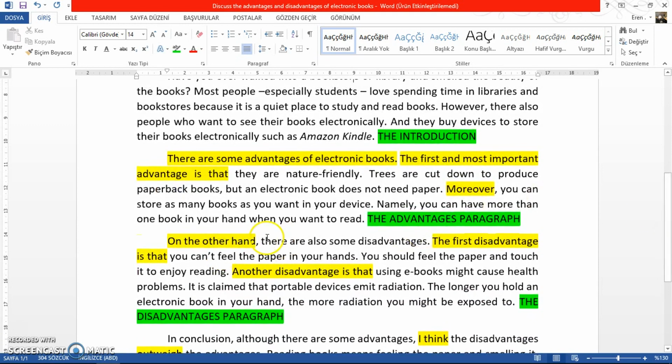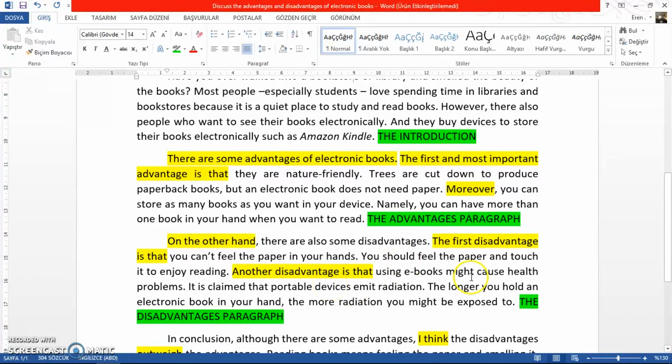"On the other hand" is a perfect connector to start the disadvantage paragraph. On the other hand, there are also some disadvantages. The first disadvantage is that you can't feel the paper in your hand. You should feel the paper and touch it to enjoy reading. This is my justification. For you, it could be another thing.